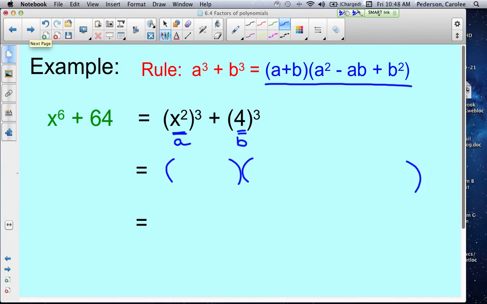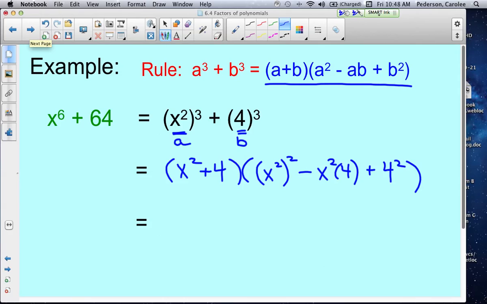So my a value is x squared. My b value is 4. So the first parenthesis is going to be x squared plus 4. And then the second parenthesis is going to be a squared, or x squared squared, minus x squared times 4, a times b, and then plus b squared.